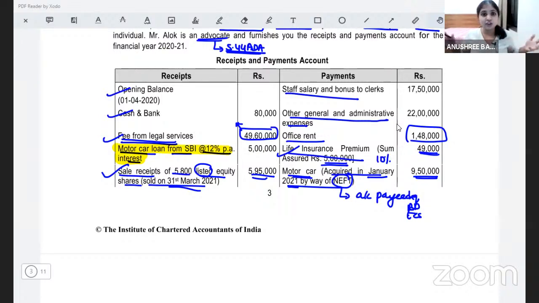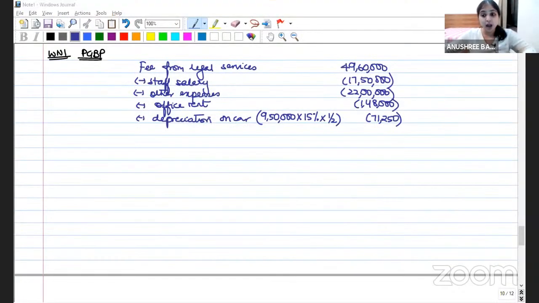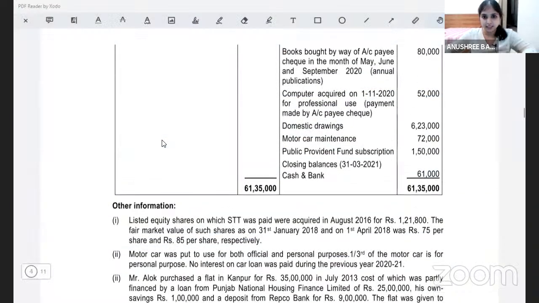You don't get any extra marks for neatness in your paper. Doesn't matter. It's a professional examination, right? As long as the examiner is able to read what you have written, as long as the examiner is able to understand your writing, that is enough. So car depreciation we have provided at 15% and only for half the year. Why did we provide it for only half the year? Because the car was put to use for less than 180 days. All right, so this is about the depreciation on the car.